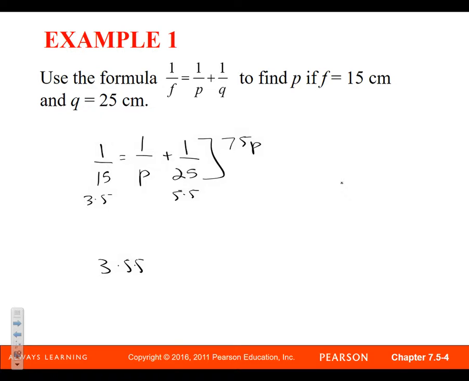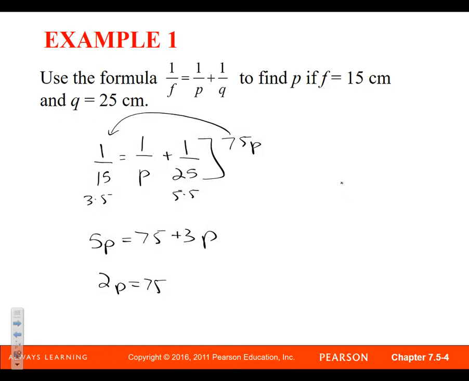Cool? Let's go. As I multiply here, 15 goes into 75 how many times? 5 times. So that becomes 5p is equal to, the p's will cancel, 75. 25 goes into 75 3 times. So 3 times 1 is 3, so that becomes 3p. As I subtract 3p, that's going to become 2p is equal to 75.